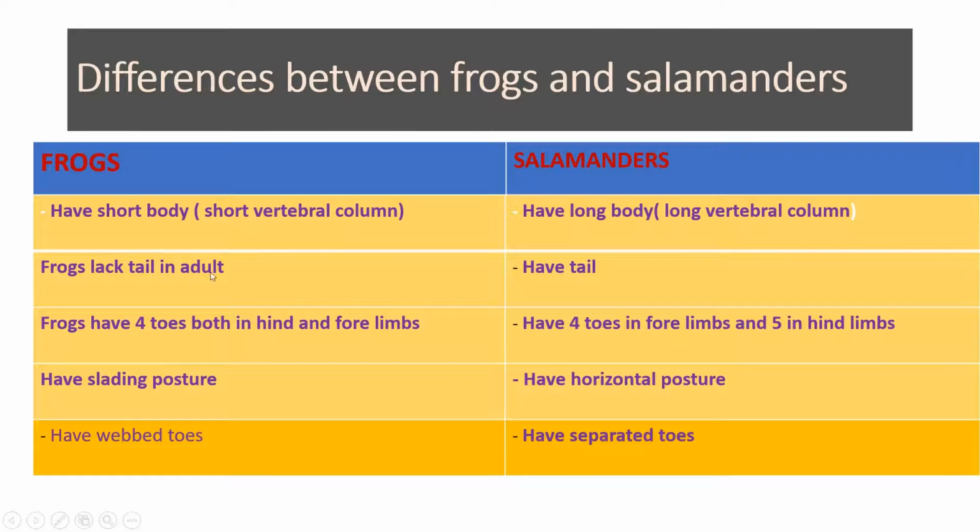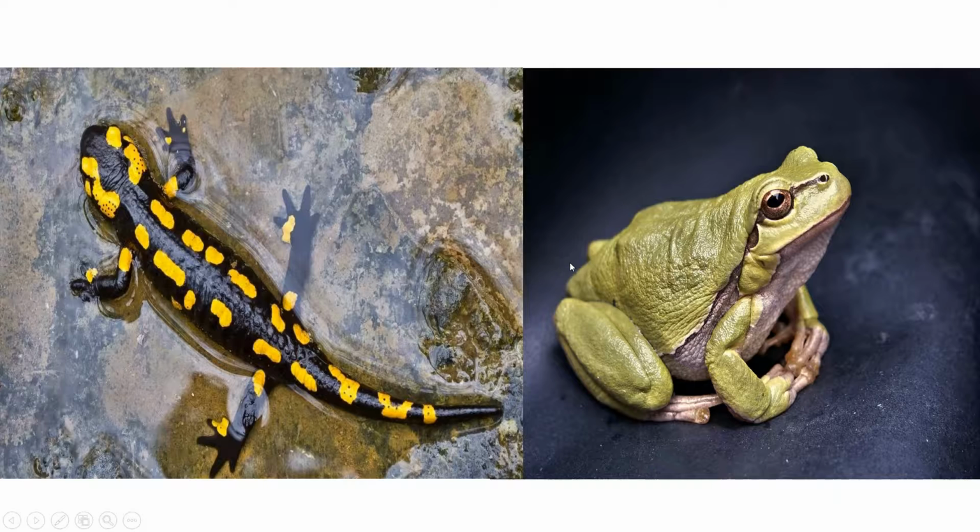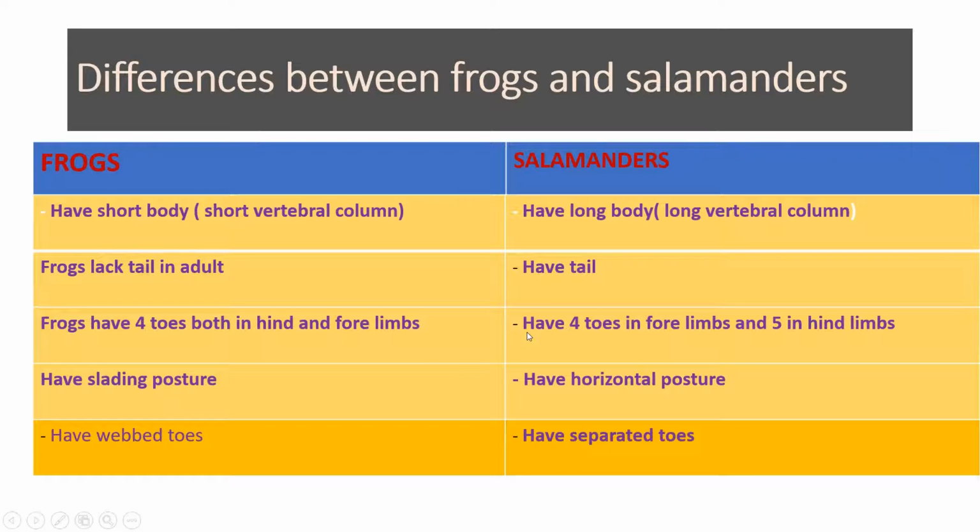We look at the presence of tail. Frogs, they lack tails in adult. Why we say in adult is because the larval stage of a frog, they have a tail. That is a tadpole. But the adult does not have a tail. But the salamander, they have a tail. So you can see a salamander here. It has a tail, but the frog does not have a tail. That's another difference.